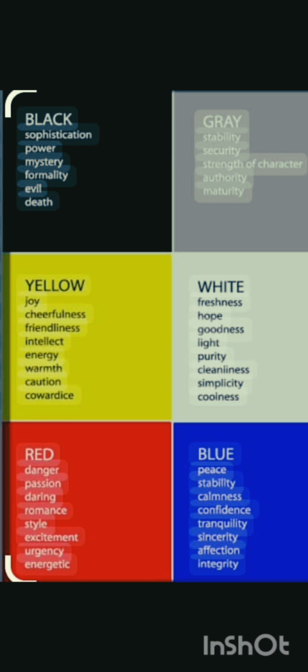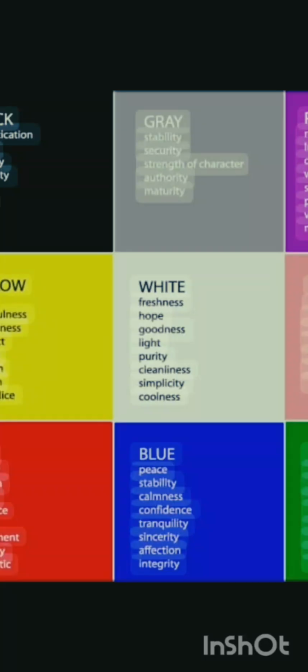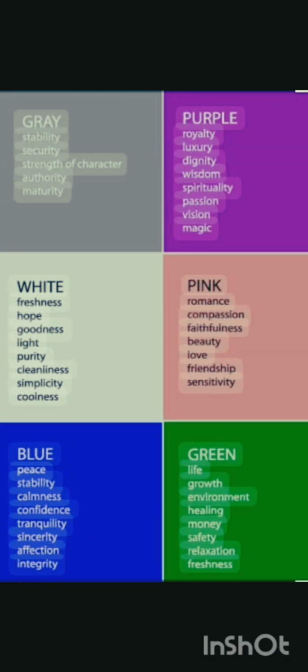Then the next is known as white. White signifies freshness. White signifies hope. White signifies goodness, light, purity. It signifies cleanliness, simplicity. If you want to do a simple design, white is really good at it. Okay, then we have coolness, it's kind of calm and all the rest.